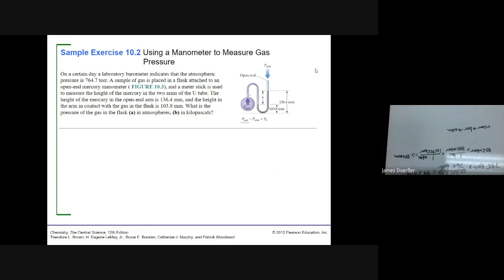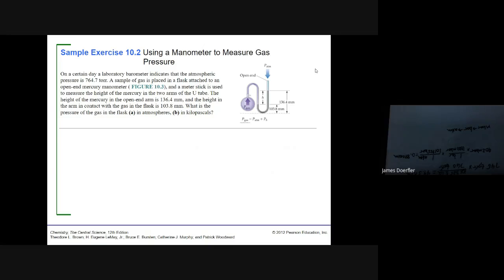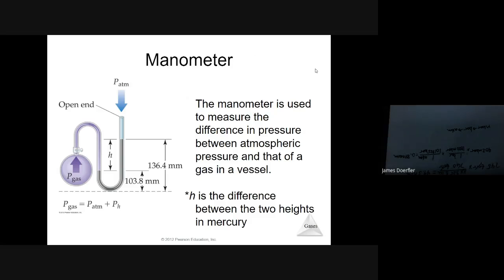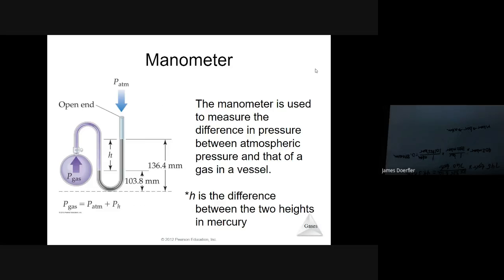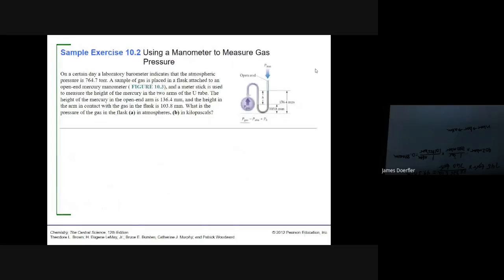Okay, so I'm going to see if by turning this light off, it's a little easier to see. And if you can't see, come on up. Okay, so on a certain day, a laboratory barometer indicates that the atmospheric pressure is 764.7 torr. A sample of gas is placed in the flask attached to an open-end mercury manometer, much like we saw here. Okay? In fact, this is the image for this particular problem.